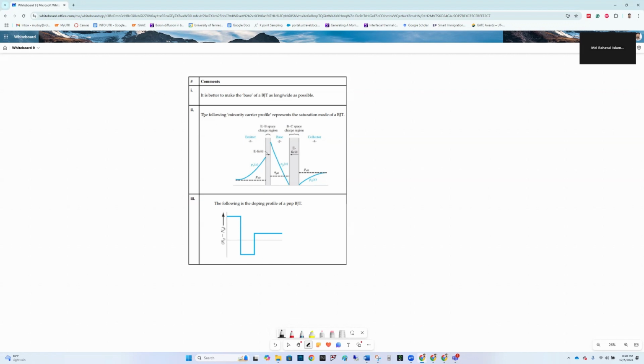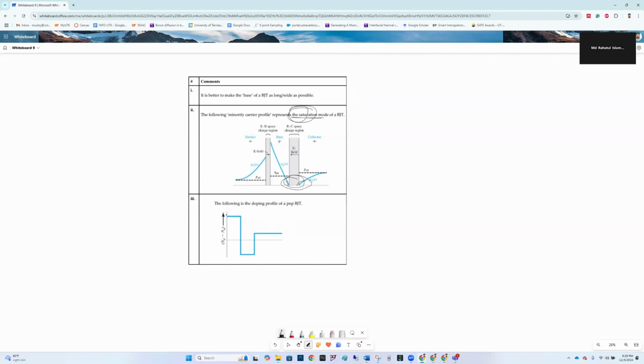The second statement is the following: the minority carrier profile represents the saturation mode of a BJT. Actually, this is not true. This is false. Why? The minority carrier electron concentration at the edge of the BC junction is ideally zero, as you can see. From this, we understand that the BC junction is reverse biased, but we know that in the saturation mode, both the EB and BC should be forward biased. But here these are ideally zero, so we can tell that the junction is reverse biased, and so this is not a saturation mode.